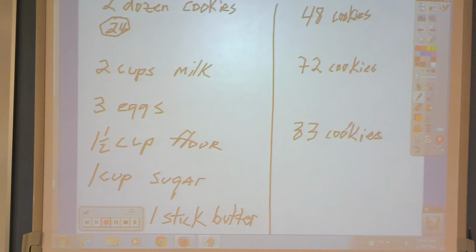Now, what's going to happen is you're going to say 48, that's easy. And then you're going to say 72, that's easy. And then you're going to get to 33 and you're going to go, why? Because you're not doubling or tripling the rest of it.